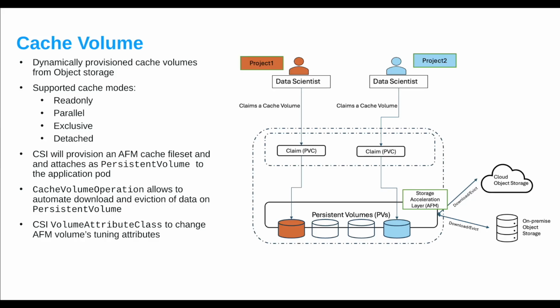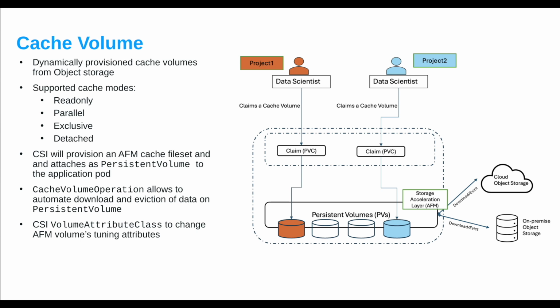IBM Storage Scale CNSA supports cache volume to cache the content of a remote object storage bucket. This feature reduces latency associated with repeated access to an object store, allowing frequently accessed bucket contents to be retrieved more quickly from local cache. Based on this, we have four different cache modes.